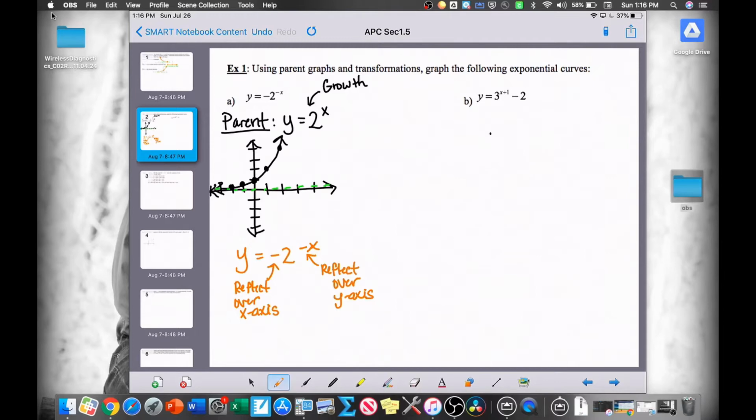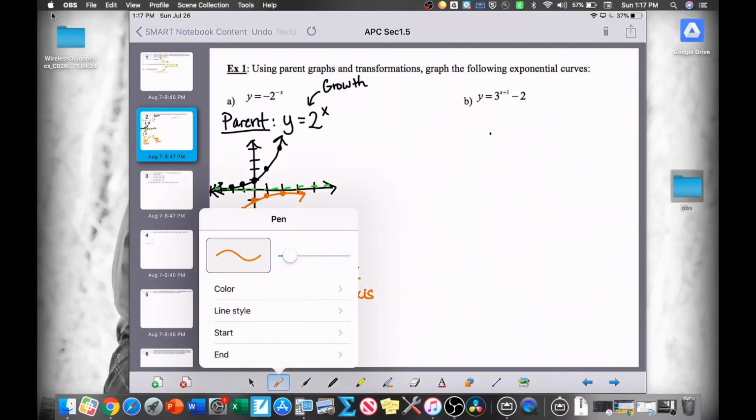That first point, which right now is at -2, 1/4, is going to be at +2, -1/4. The second point, which is at -1, 1/2, is going to be at +1, -1/2. The point at 0, 1 is going to be at 0, -1. The point at 1, 2 is going to be at -1, -2, and the point at 2, 4 is going to be at -2, -4. All right, I didn't have any shifts, I just had reflections on letter A.